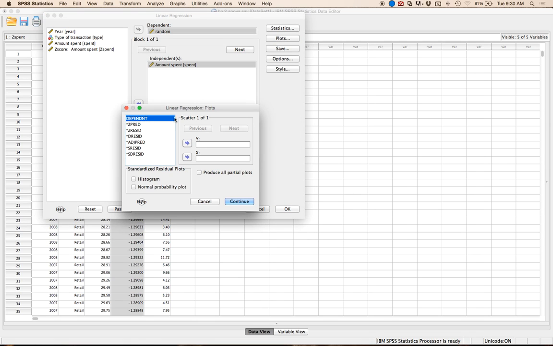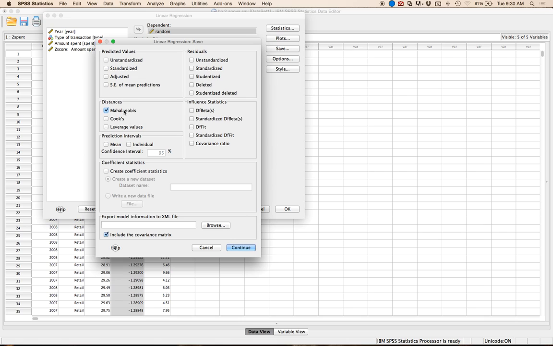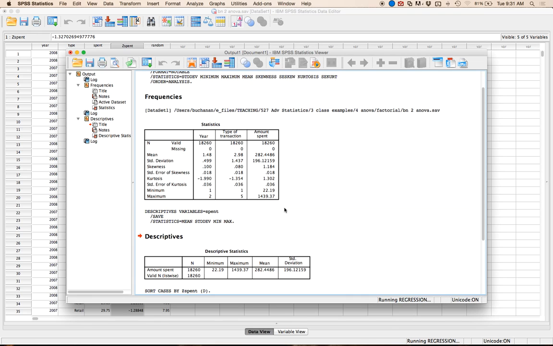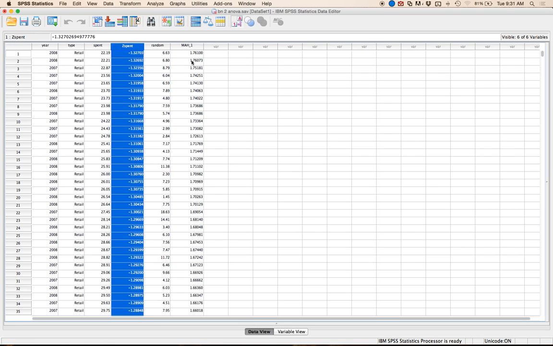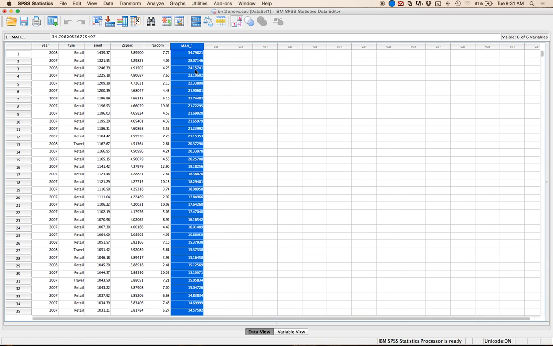Under plots, we're going to put z-pred in y, z-residual in x, histogram, normal probability plot for linearity and normality. Continue. Under save, we're going to put in Mahalanobis. Continue, and then OK. I'm going to go back to the data and right-click sort descending because Mahalanobis is only positive.